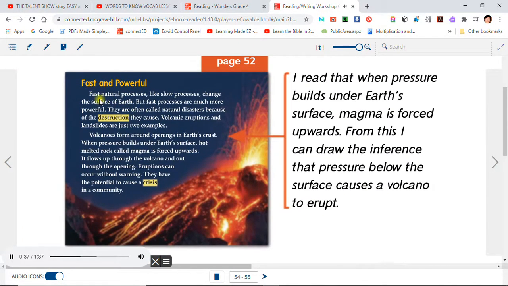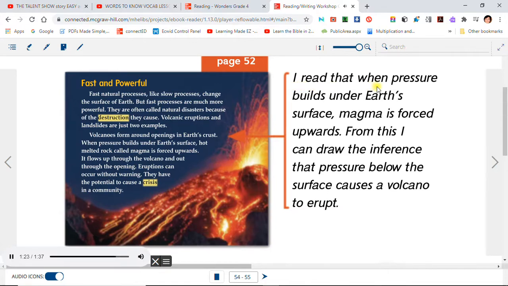Fast and powerful. Fast natural processes, like slow processes, change the surface of Earth, but fast processes are much more powerful. They are often called natural disasters because of the destruction they cause. Volcanic eruptions and landslides are just two examples. Volcanoes form around openings in Earth's crust. When pressure builds under Earth's surface, hot melted rock called magma is forced upwards. It flows up through the volcano and out through the opening. Eruptions can occur without warning. They have the potential to cause a crisis in a community.